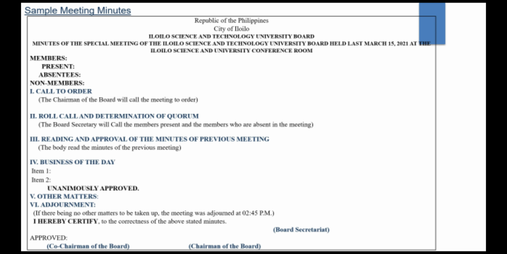If there being no matters to be taken up, the meeting will be adjourned, and it depends on what time it will end. And the last part is the "I hereby certify to the correctness of the above stated minutes." And it must be approved by the co-chairman of the board and the chairman, and of course signed by the board secretariat.